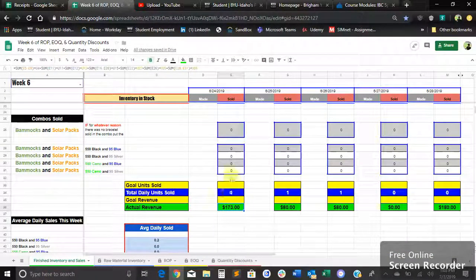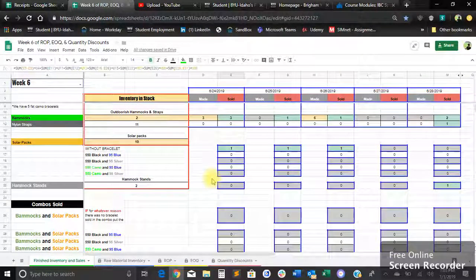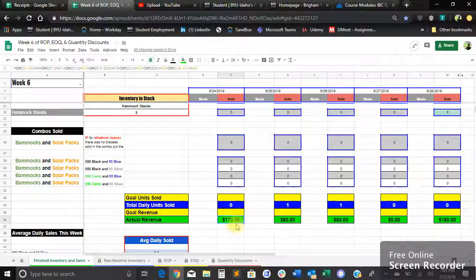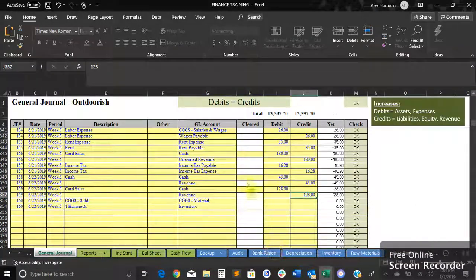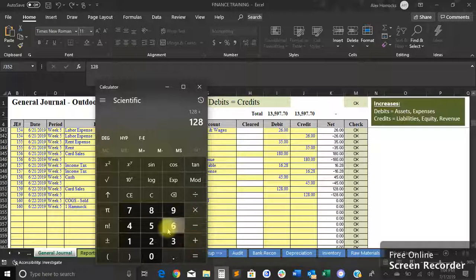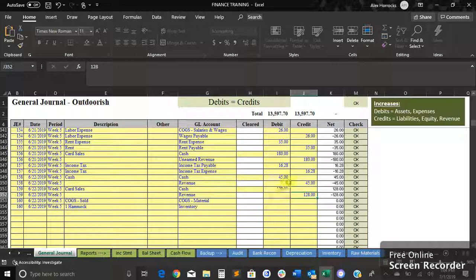And let's say we're trying to account for the 24th or something. This says it's in week 6, but let's just make it week 5 for the sake of the tutorial video. So it says we sold 1 bracelet, 3 hammocks, and 1 solar pack for the day, which added up to 173. So going to our books, 128 plus 45, what is that? That should be 173. Yep, cool.